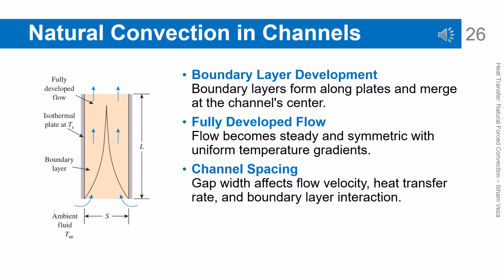Natural convection in channels. Inside a vertical channel, boundary layers develop along both walls. These two boundary layers eventually merge at the center of the channel. After that, the flow becomes fully developed with relatively stable profiles. The spacing between the plates strongly affects the flow velocity and heat transfer rate. The gap design becomes a key parameter in passive cooling performance.